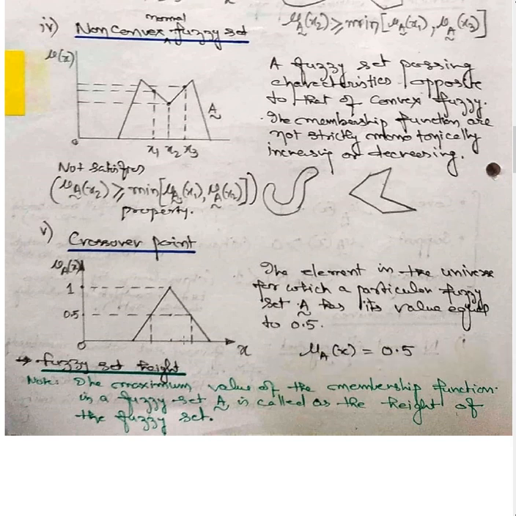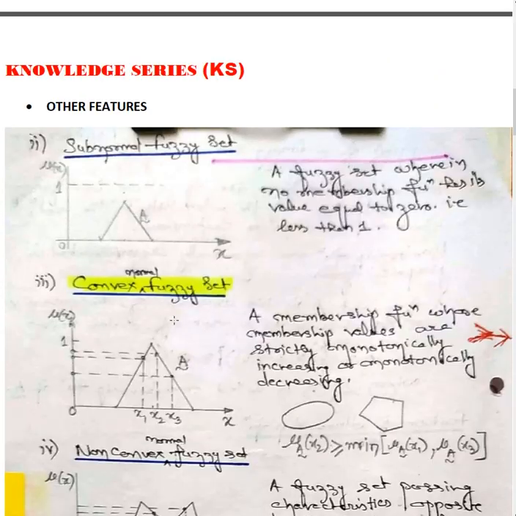Now the fuzzy set height. So we'll see the fuzzy set height. When you talk about a fuzzy set, the maximum value of the membership function of a fuzzy set A is called the height of the fuzzy set. So whatever the value is, here it is 1. Now you may have another fuzzy set shape like we have shown here. Suppose this point is equal to, say, 0.7, so we'll treat this 0.7 as the height of the fuzzy set.